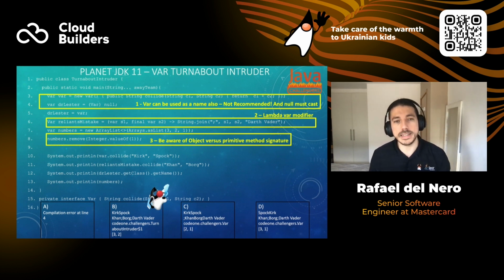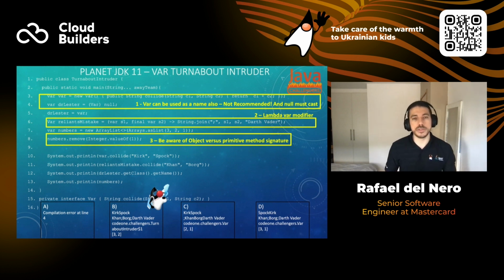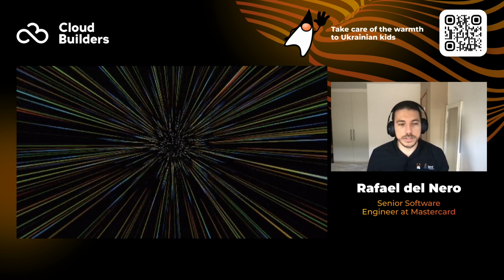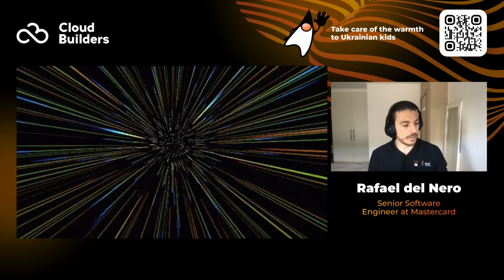It's not by index. If you were passing a primitive int type, then it would be removing the second element. But as it's an integer wrapper, we're removing the third element. So that's pretty much it for this challenge. Let's watch the next planet.